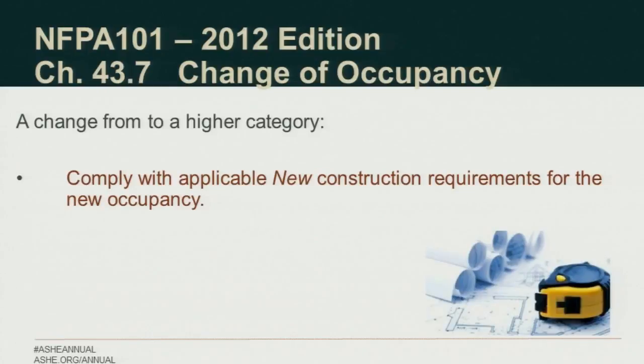So basically, if you go from a lower category to a higher category, so if I'm going from a business to a healthcare, I have to meet the requirements for new construction for that occupancy. Anytime I go from a lower to a higher.